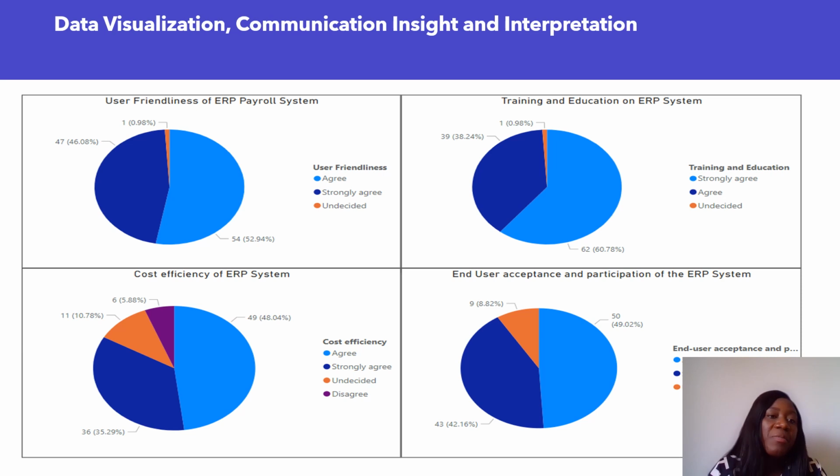User friendliness of the ERP payroll system, we have agreed, strongly agree, and undecided. We have 47% who chose strongly agreed. Training and education of the ERP system, we have 39% agreed and 1% undecided. Cost efficiency of the ERP payroll system, we have 49% who agree. We have 36% who strongly agree, 11% undecided, and 6% disagree.